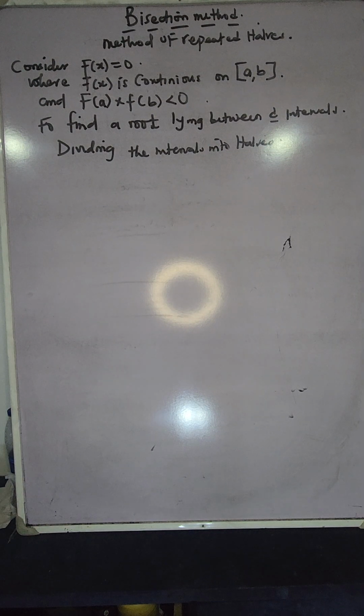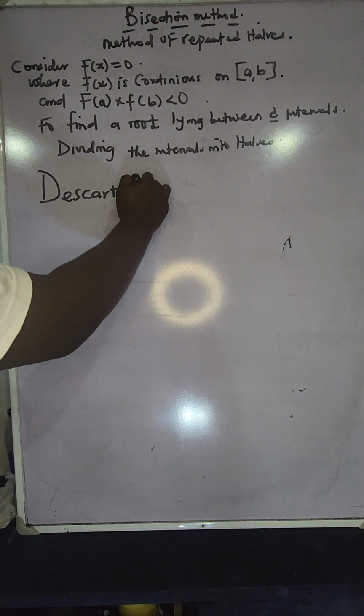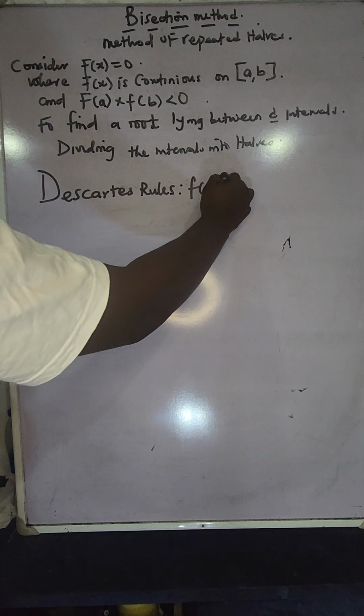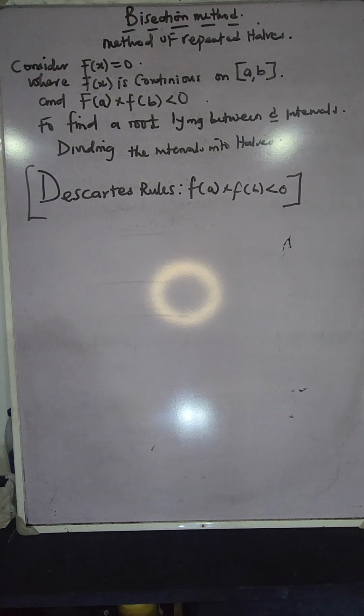So basically, the whole point of what I'm saying in the bisection method is that for us to solve a question with the bisection method, we must not forget what is called the Descartes rule of signs. This Descartes rule of signs states that f of a multiplied by f of b should be less than 0. We must not forget this law. For every question we want to solve, I will always be referring to this particular law.